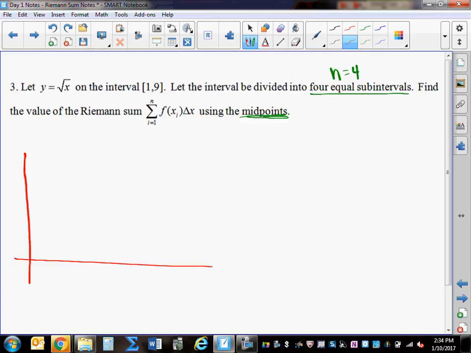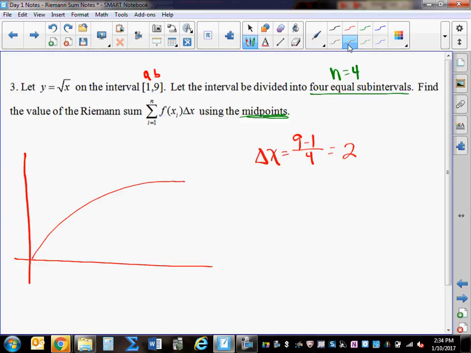I know my square root curve looks something like this. Now, I'm interested only from 1 to 9. But let's go and figure out what our subintervals are going to be here. So delta x is 9 minus 1. So this is A, this is B. 9 minus 1 divided by 4. What would that give you? 2. I guess it's not actually that. Maybe it's later we'll do the fractions.